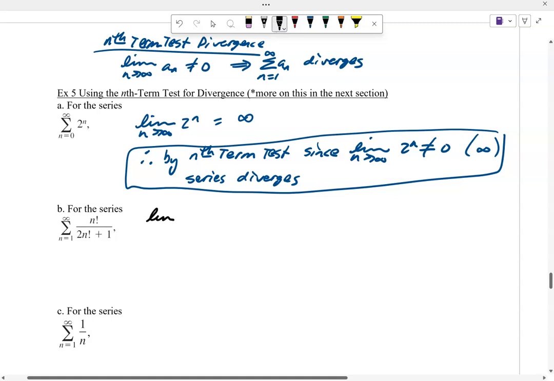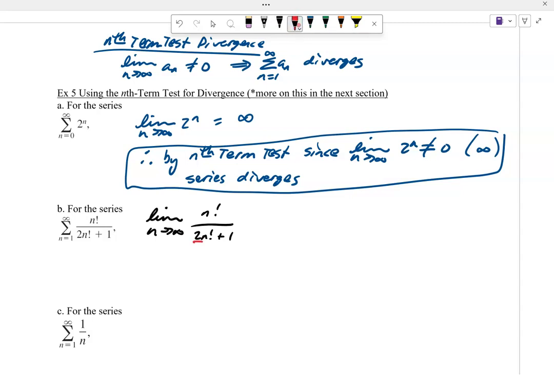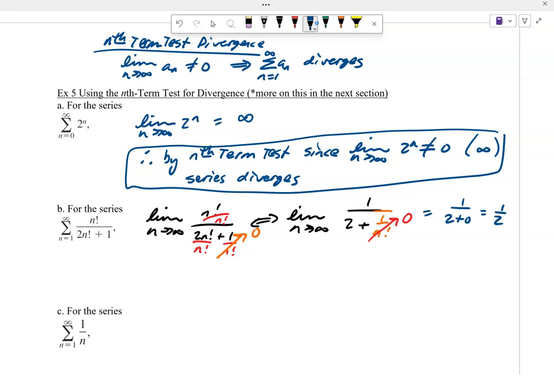So this next one here, let's take this limit as n goes to infinity of this nth term formula, n factorial over 2n factorial plus 1. Notice this is infinity over infinity right now, so we're going to divide everything by that n factorial from the denominator. So we got the limit as n goes to infinity of 1 over 2 plus, and notice this is going to 0. In fact, let me write it, 1 over n factorial. As I run this to infinity, this is a huge number, so that goes to 0. So I'm just left with 1 over 2 plus 0. So a half.